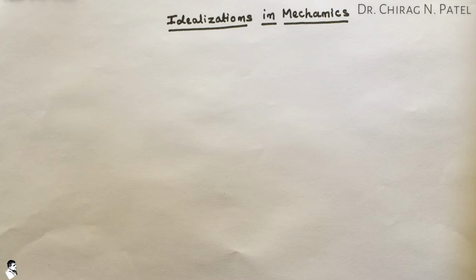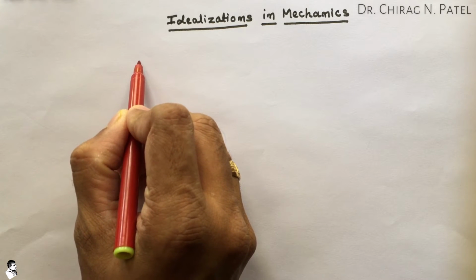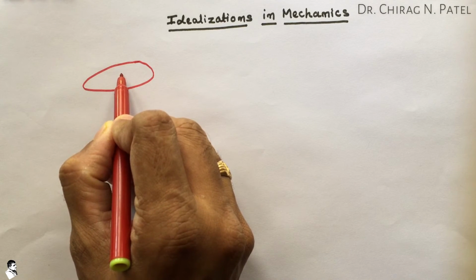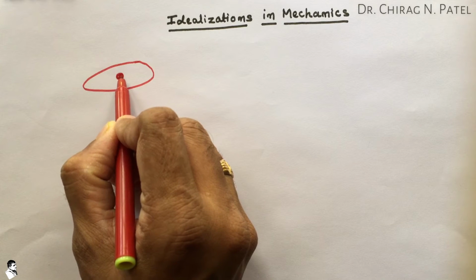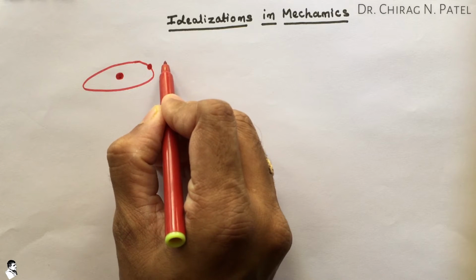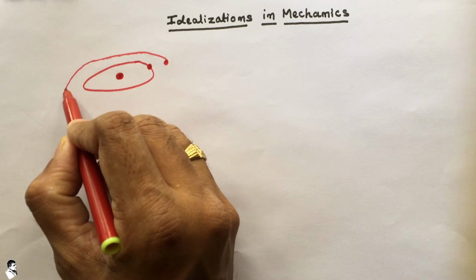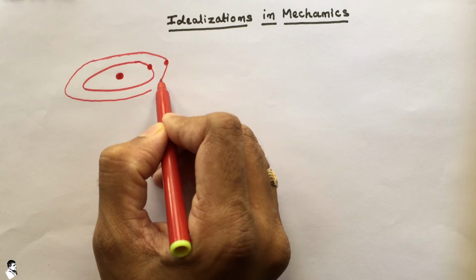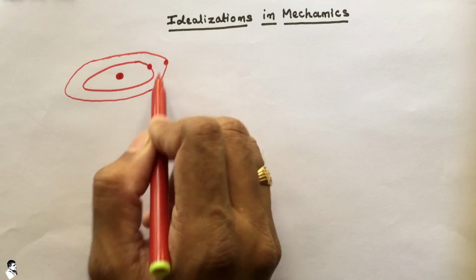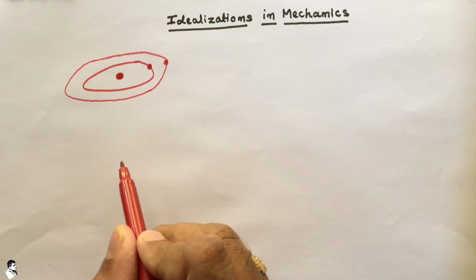If we take a small example, that of our planetary system. In our planetary system, if we observe, the sun is at the center and there are a number of planets, each rotating in a circular path with respect to the sun.